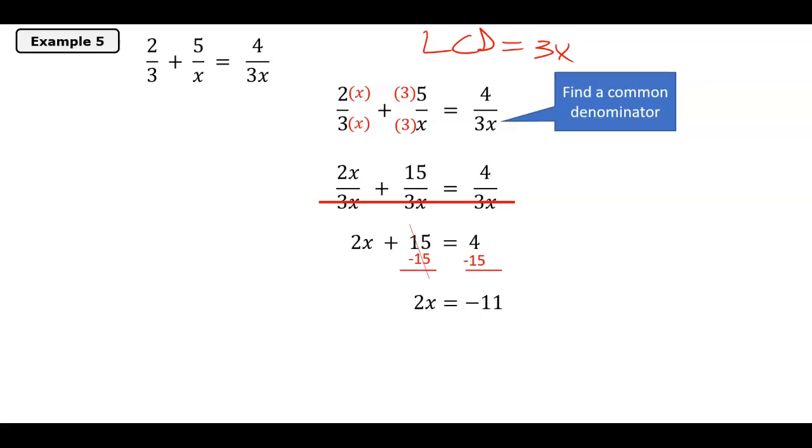No. To get rid of that 2, we said divide by 2. What is negative 11 divided by 2? If you press Control Enter, you get the decimal answer. That's good. Okay, one more example.